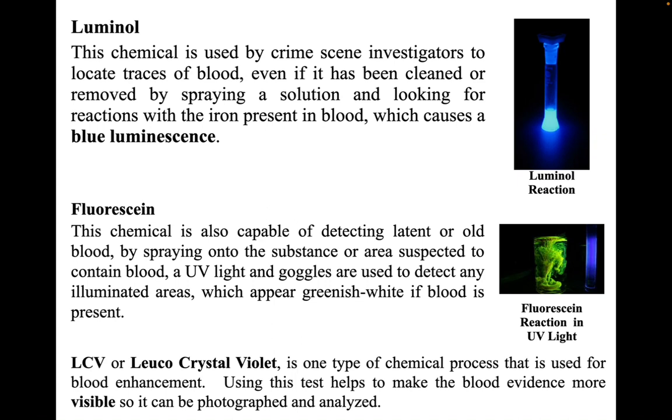Fluorescein is also a chemical that's capable of detecting latent or old blood by spraying it onto the substance or area that might contain blood. And you use a UV light or special goggles to detect any areas that would be illuminated. And these would appear as a greenish white color if blood was present. And then you have LCV, which stands for leucocrystal violet, and it's a type of chemical process that's used for blood enhancement. So this helps make the blood evidence more visible so it can be photographed and analyzed by the crime scene investigators.